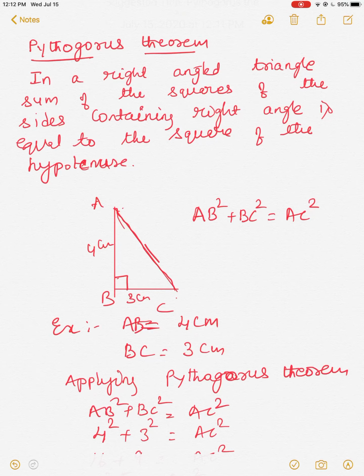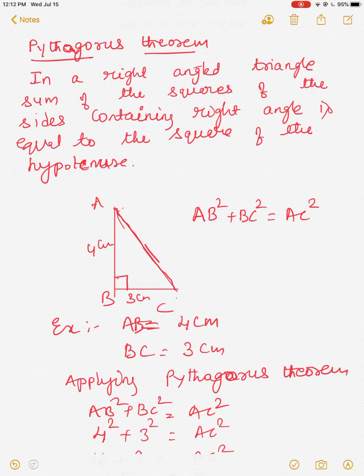Based on this, we will be solving the next problem, that is representation of root 5 on the number line. That is why before that you should be aware of this Pythagoras theorem. That is why I am taking it here.